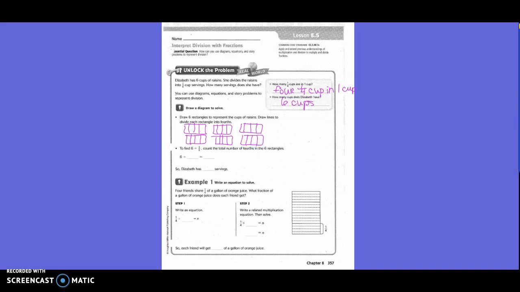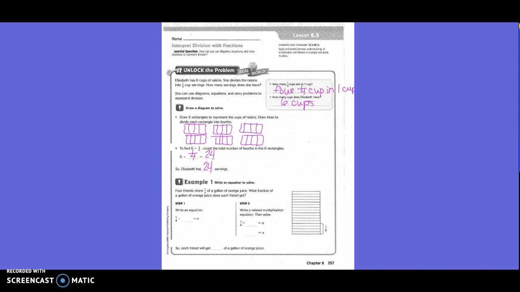To find 6 divided by 1/4, count the total number of fourths in the 6 rectangles. So how many total fourths do we have, guys? You have 6 total rectangles, 4 in each. So 6 times 4 is 24. So Elizabeth has 24 servings.